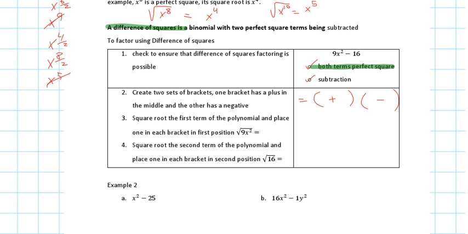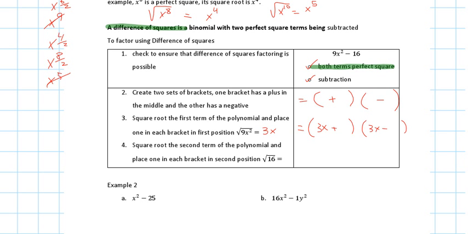Then you're going to square root the first term of the polynomial and place it in each bracket in first position. So if I have square root of 9x squared, that's going to give me what? 3x. So I'm going to put 3x in the first position in the first bracket, 3x in the first position in the second bracket. Okay? Again, we will not be doing that when we're solving the question. I'm just showing you technically what you're doing in your head.